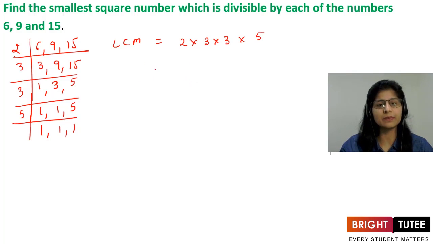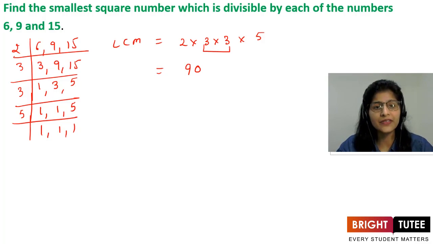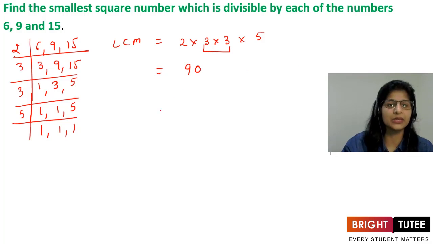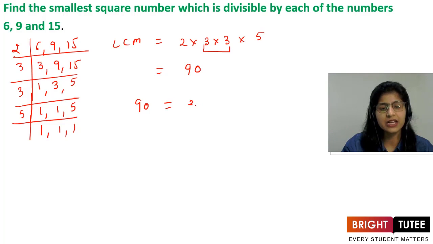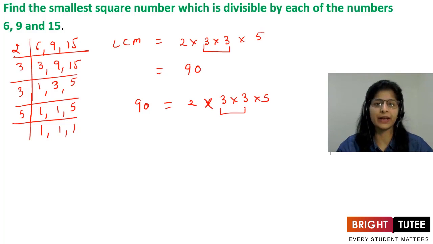Clear? So when we multiply it, we get 2 into 3 is 6, 6 into 3 is 18, 18 5s are 90. Right? Only 3 is paired here. 2 and 5 are left unpaired, right? That means we are writing 90 as 2 into 3 into 3 into 5. So here only 3 is a pair, and 2 and 5 are left unpaired.